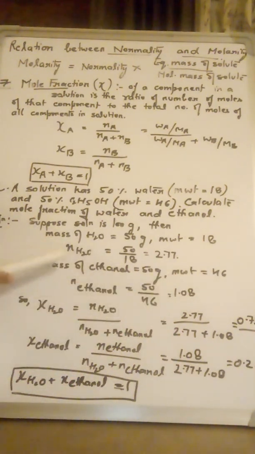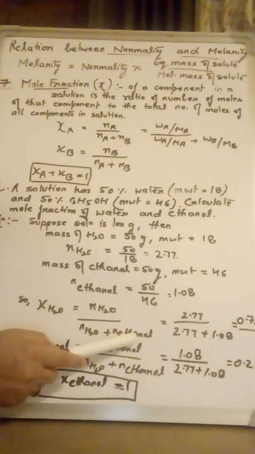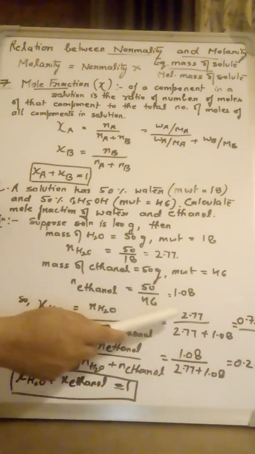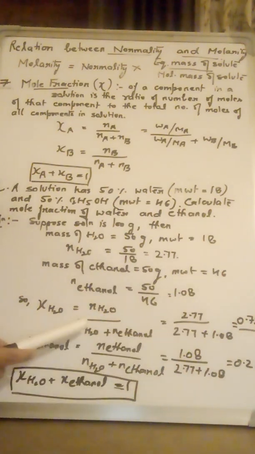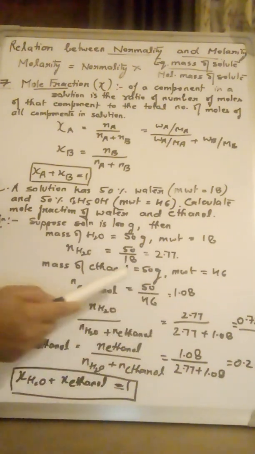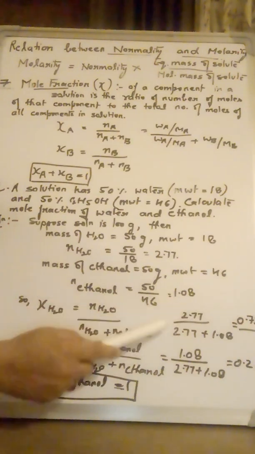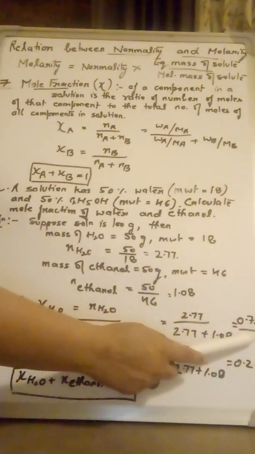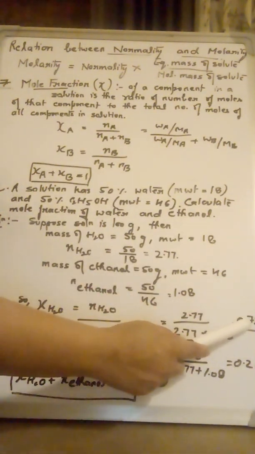Now you have the moles of both the components. Now you need to find out the mole fraction of each. So mole fraction of water will be equal to number of moles of water upon total moles, right? Number of moles of water you have already found out, 2.77, and total moles means moles of water plus moles of ethanol, which is 2.77 plus 1.08. Solving this you get 0.72. So the mole fraction of water is 0.72.